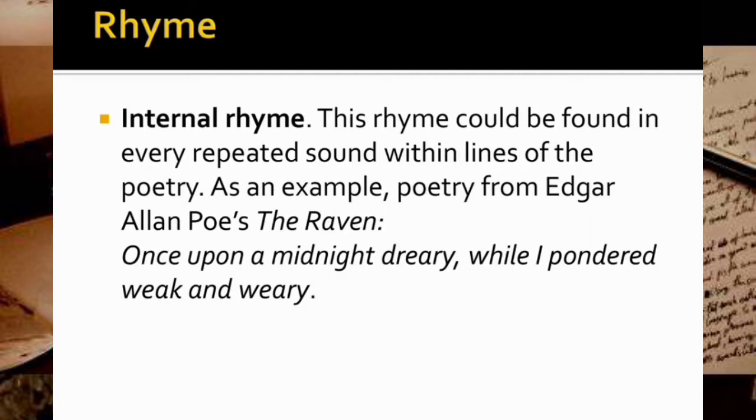Internal rhyme. This rhyme can be found in repeated sounds within the lines of the poetry. As an example, poetry from Edgar Allan Poe's The Raven: Once upon a midnight dreary, while I pondered, weak and weary.